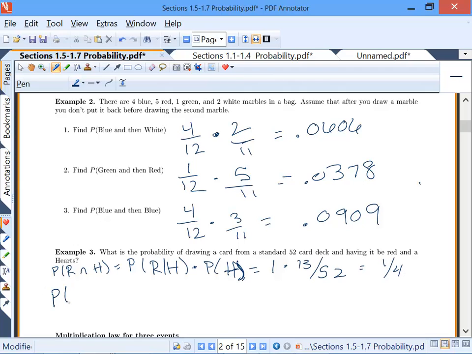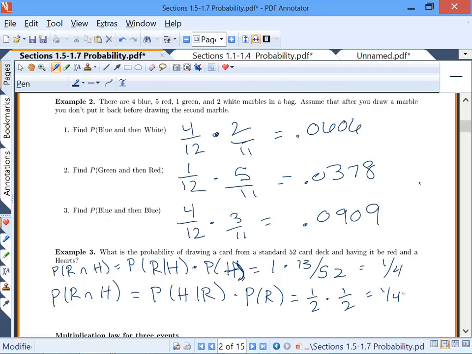And the whole reason I want to do this problem is let's try it using the other conditional probability and see if that works too. So let's try the probability of hearts given red times, this time, the probability that it is red. Okay. So if you know it's a red card, what's the probability that it is a heart? So how many of the red cards are hearts? Half of them. And how many of your total cards are red? 1/2.